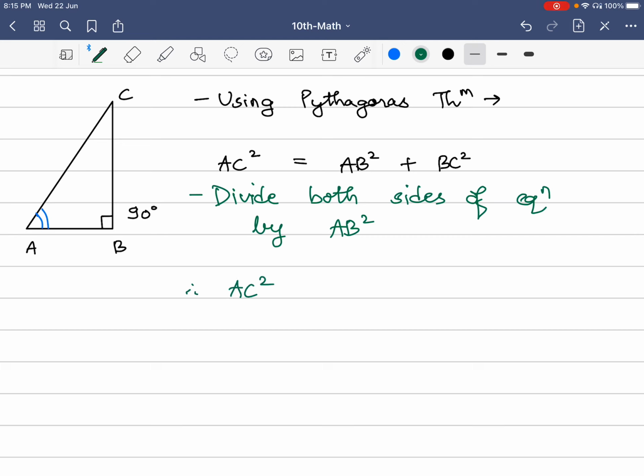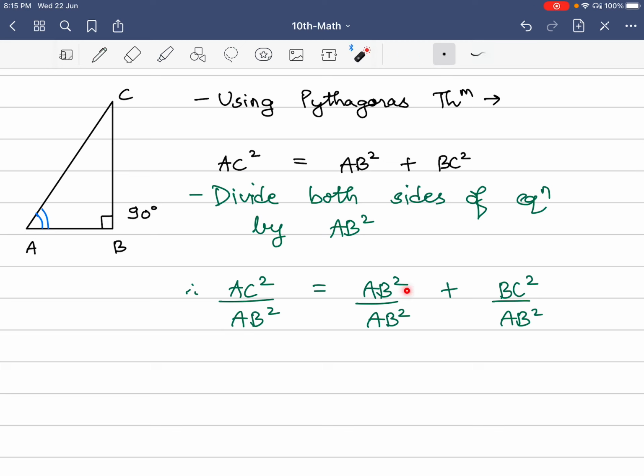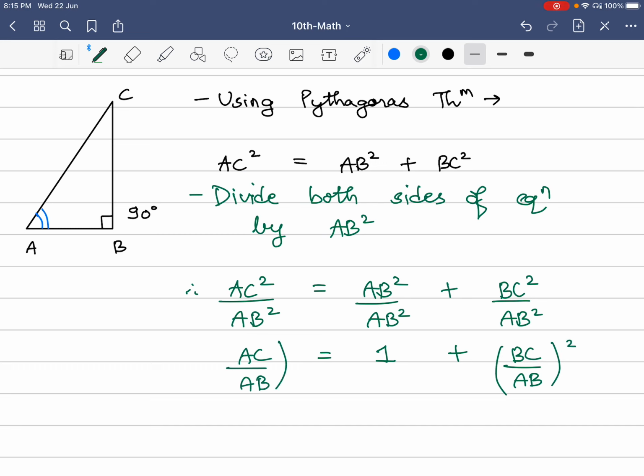So, we'll get AC square upon AB square is equal to AB square divided by AB square plus BC square divided by AB square. Okay. Now once again, this AB square by AB square is 1. That is very obviously 1. And these terms I'm going to write BC by AB the whole square. And this I'm going to write AC by AB the whole square. Okay. So now this is my equation.